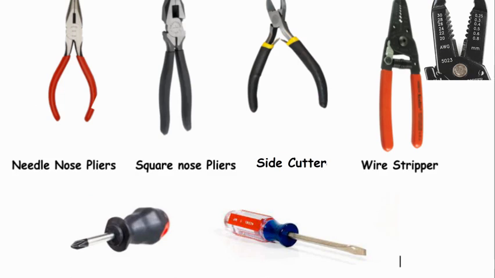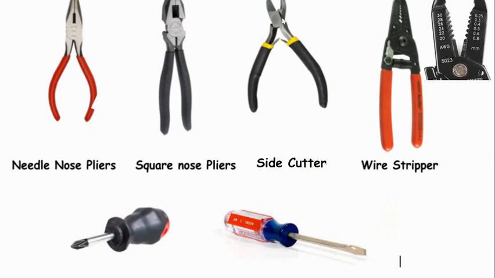All right, so a couple more words here about tools and the names of tools. You should know there are different kinds of pliers that are shown here in the upper left corner. Needle nose pliers have a long, skinny nose. Square nose pliers have kind of a squarish end. And they can be used for different things.